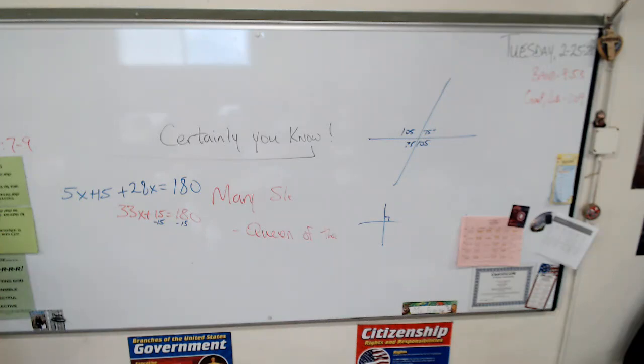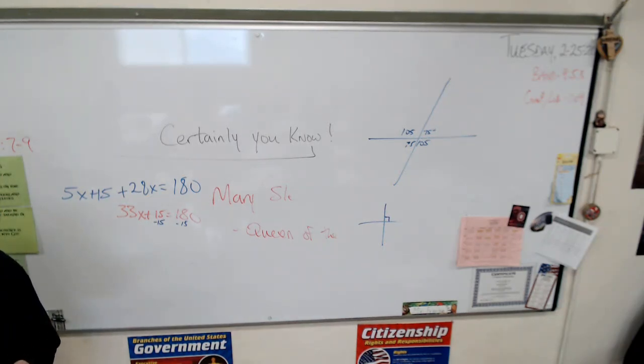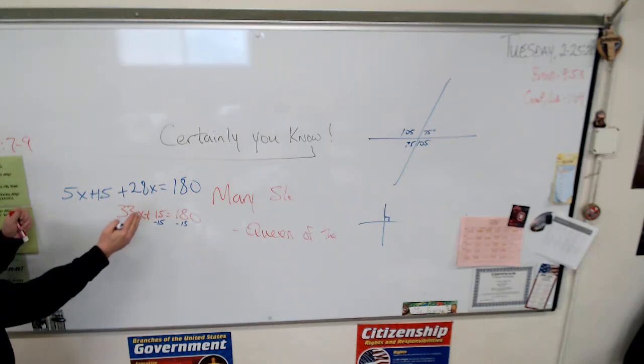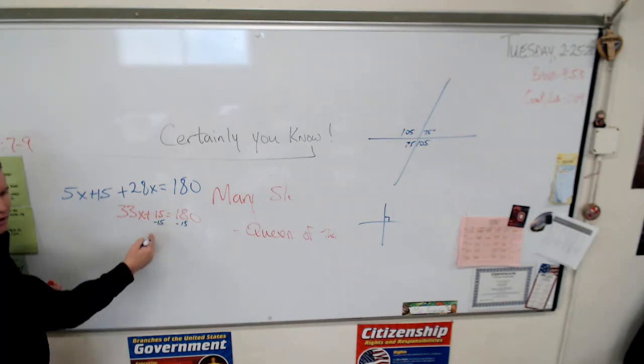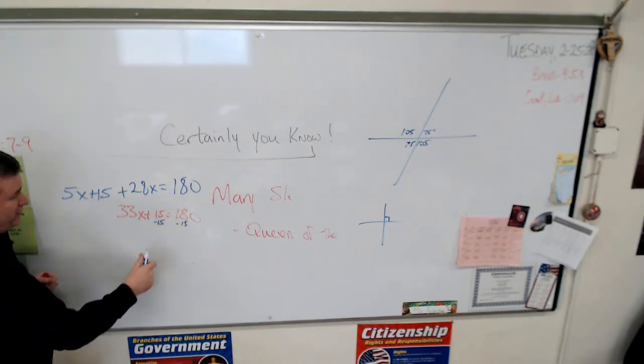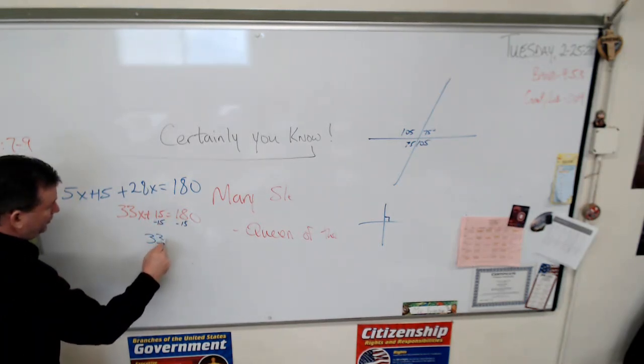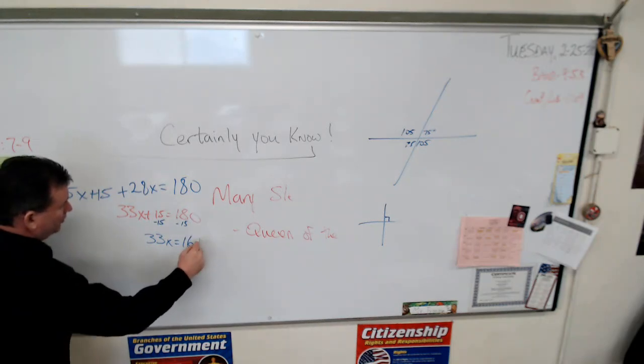Has that been a bugaboo for some of you this whole time? Was that a revelation to anyone? It's 5x and 28x, and a lot of times you know that you have to subtract to get rid of it, but they're on the same side of the equal sign, so you're just combining like terms. So now you've got 33x plus 15. How do you get rid of the 15? Subtract 15. That leaves you with 33x equals 165.